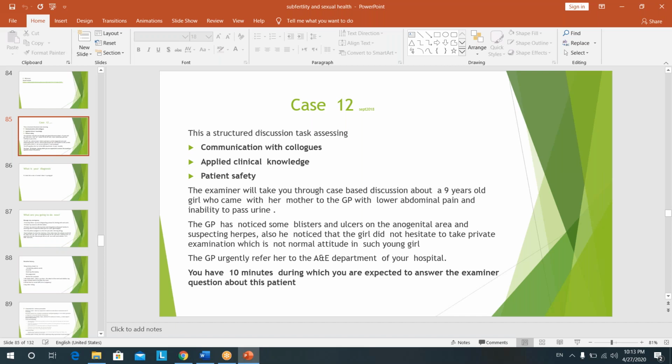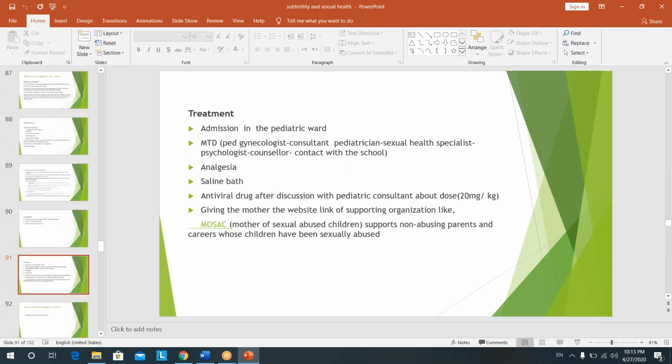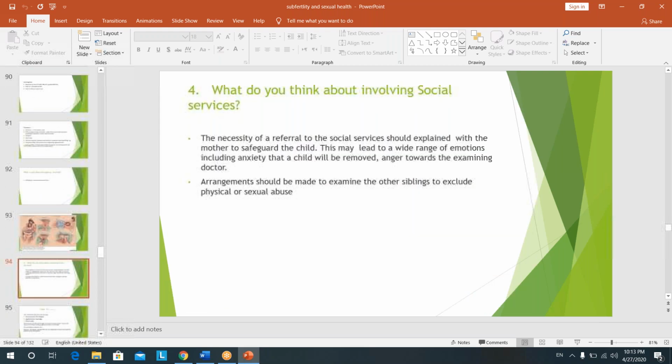Okay, what about involving the social services? The social services also will be part of the multidisciplinary team that is going to manage this girl. Although the mother may be reluctant and afraid of removal of her girl, they need to be involved because they will be around in the community regarding this girl and her housing condition. Okay.